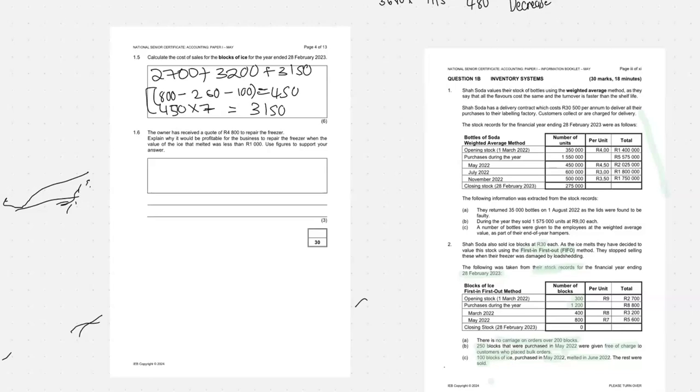So now we have for our calculation for cost of sales, 2,700, which is our opening, plus 3,200, which are our purchases from March, plus 3,150, which are our purchases from May minus the other stuff, meaning the ones that melted and the ones that were given away for free. And that would give us our cost of sales of 2,700 plus 3,200 plus 3,150 of 9,050. Okay, any questions there?